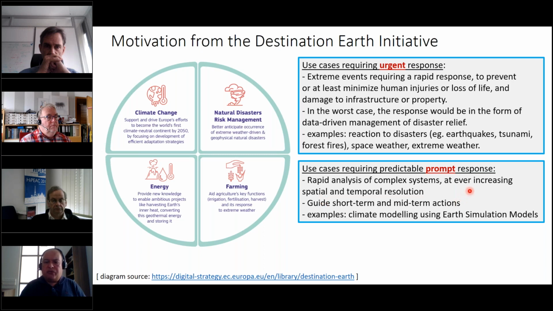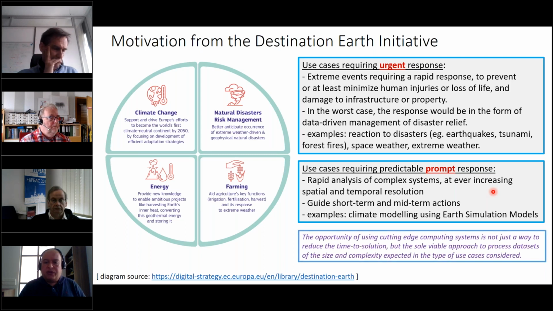So this type of, let's say, use cases, an example would be climate modeling using sophisticated Earth simulation models, would involve the rapid analysis of complex systems. And as we gain processing and data storage capabilities, we can hope for a higher resolution, both in the time domain and in the spatial domain. So this gives us more accurate and, let's say, more fine-grained predictions that would be valuable for guiding actions both in the short term but also in the midterm.